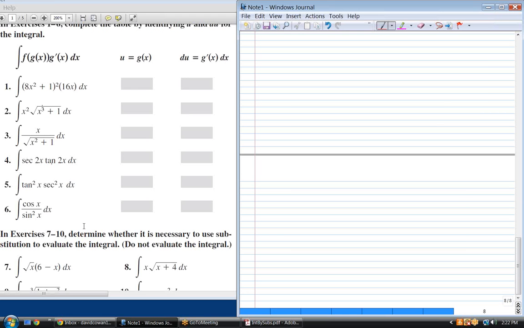So what you're looking for when you're looking to see whether something qualifies for integration by substitution, for instance number 3, is: is the derivative of the inside going to cancel out with this x? And if so, it qualifies for integration by substitution. Let's look at 4.